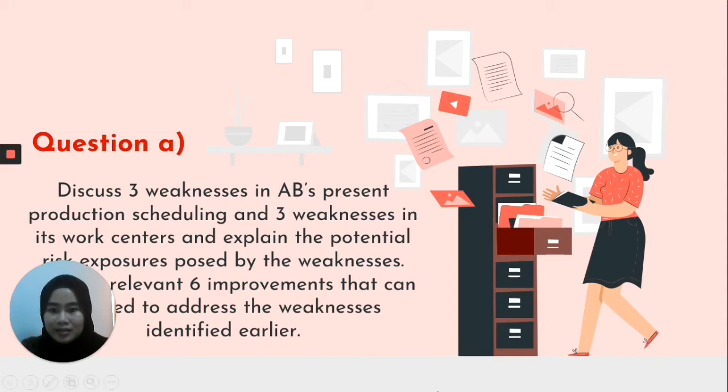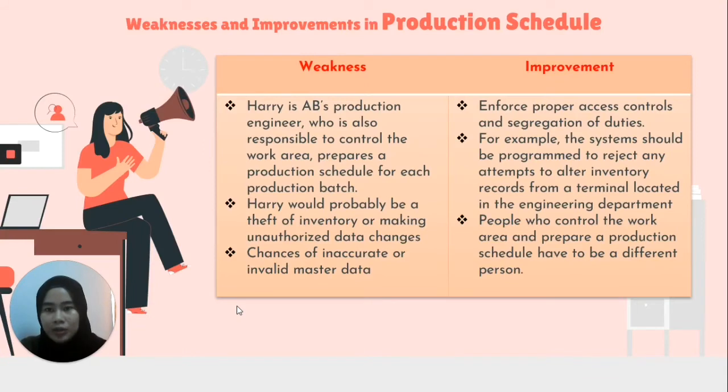Discuss three weaknesses in AB's present production scheduling and three weaknesses in its work center, and explain the potential risk exposure posed by the weaknesses. Suggest relevant improvements that can be used to address the weaknesses identified earlier. So, first, we will look at the weaknesses and improvements in production schedules. The first weakness can be found in the first paragraph of production schedules.